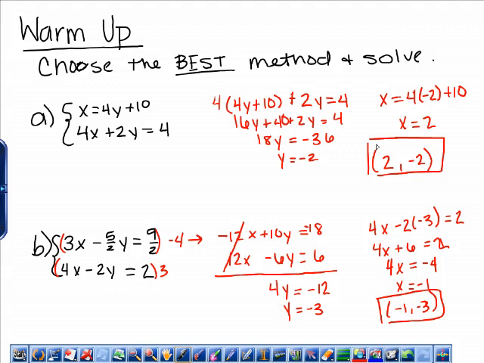Now, these were suited for substitution and for elimination, so make sure you're paying attention. If you tried to use substitution in B, you've created a lot of extra work for yourself, okay? And we want to keep our work minimized as possible.